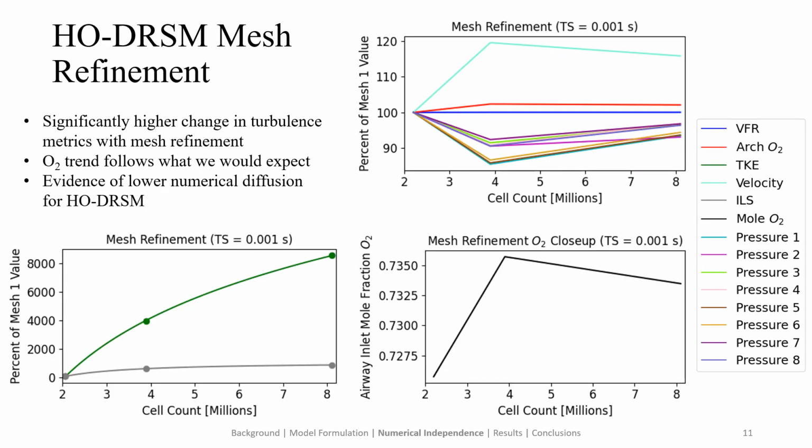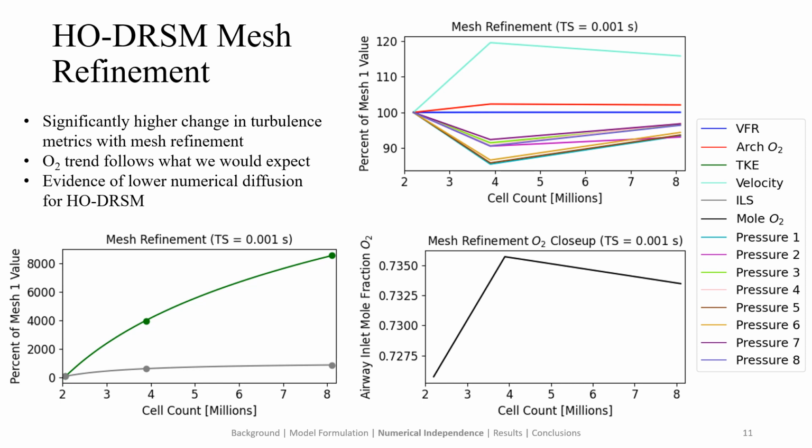For HODRSM, the changes in fine-grained metrics seen in the figure on the top are not significantly different than for LOSST. For the turbulence metrics shown on the bottom left, there is over an 8,000% increase in TKE compared to a 30% increase for LOSST. This is substantially different, and it can be used as evidence of lower numerical diffusion for HODRSM when compared to LOSST. For the coarse metrics shown on the bottom right, the O2 follows a trend that would be expected.